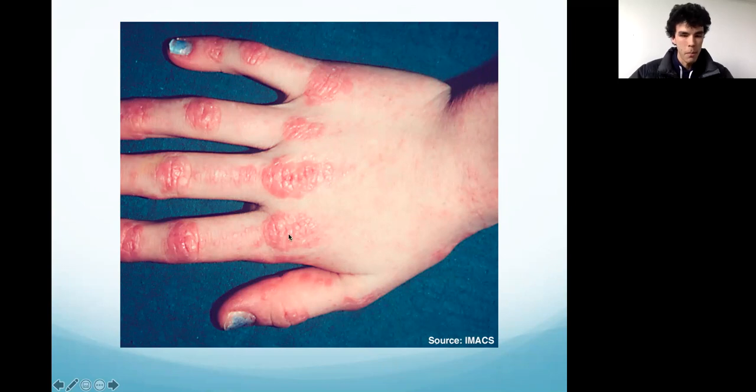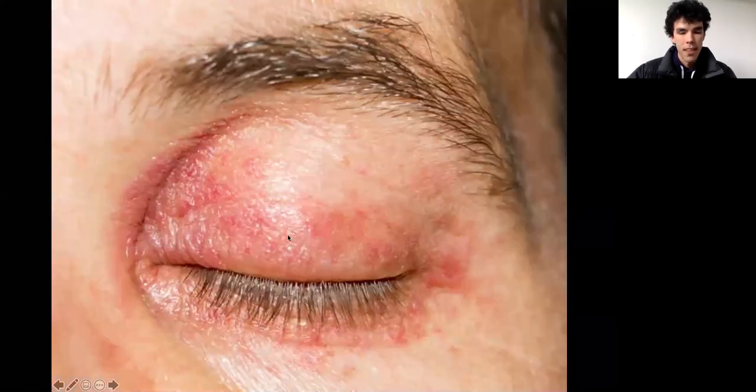So you can see they're on the metacarpophalangeal joints, the PIPs and the DIPs. You can just see out here. And that's the heliotrope rash. It's basically just on the eyelids.